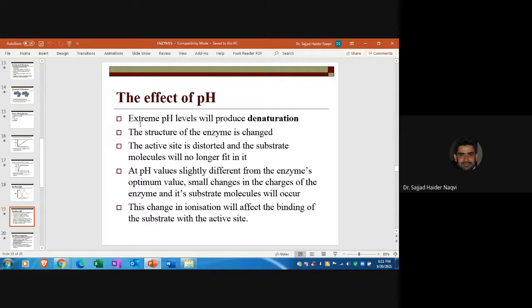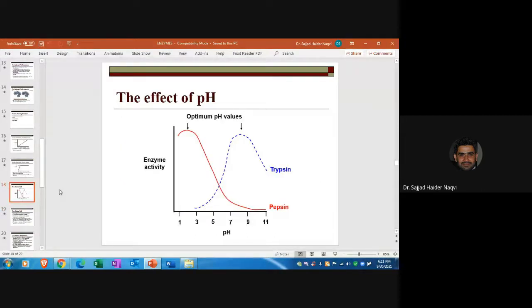At pH values slightly different from the enzyme's optimum, even though the enzyme is capable of catalyzing the reaction, there is a small change in the charges of the enzyme, and that will result in a decrease or increase of the rate. This change in ionization will affect the binding of the substrate to the active site as well. So there is one thing called the optimum pH. If you look at this graph, the optimum pH of pepsin is 2, and the optimum pH of trypsin is 8. We can see that at pH 7 or pH 6 it is working, but the optimum pH is where we have the maximum activity.